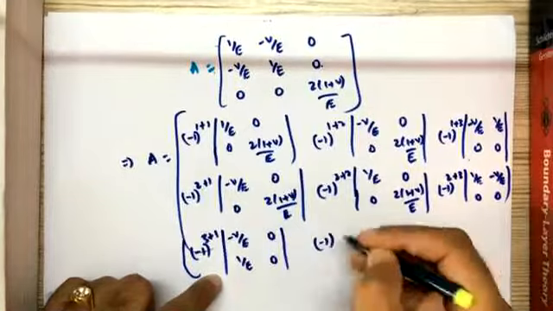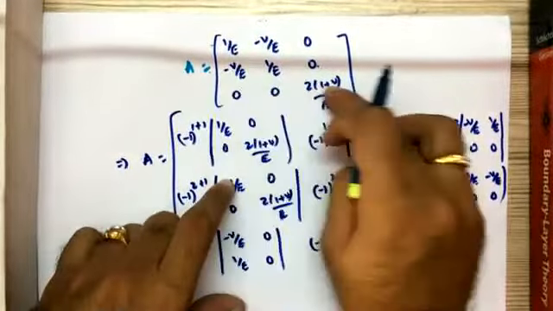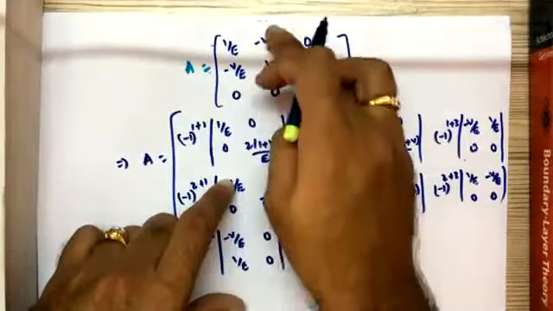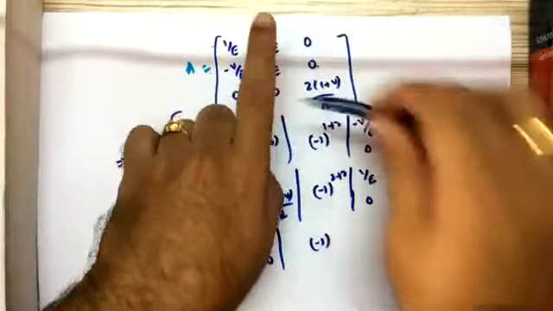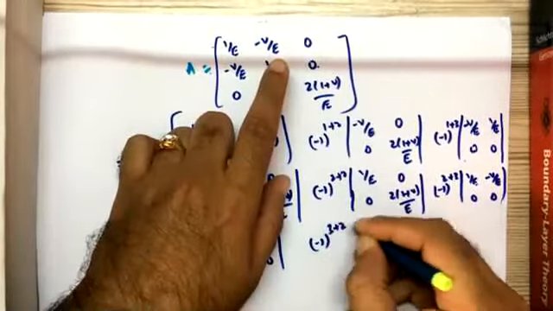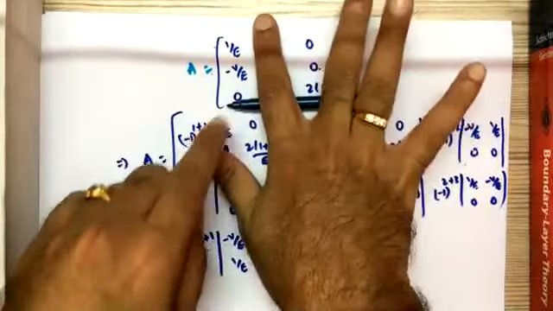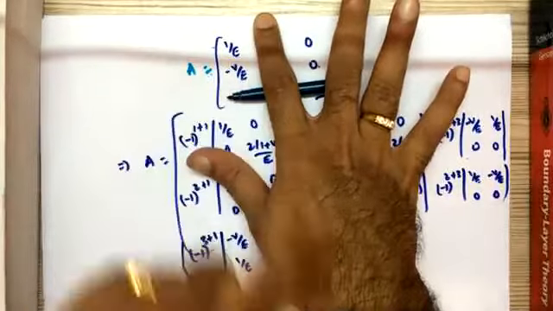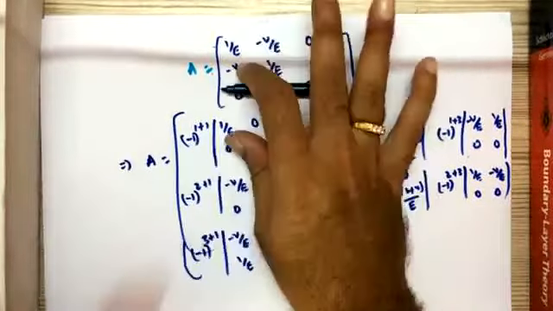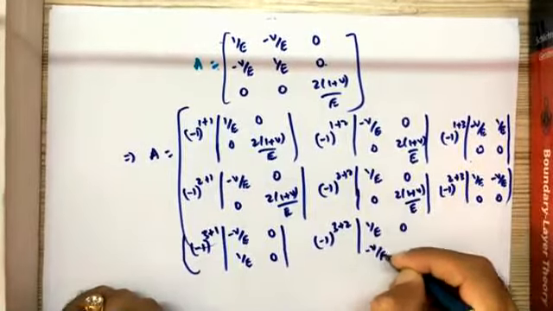Minus 1 whole power, third row, second element, this particular element. Row 3, column 2, so 3 plus 2. You eliminate that particular row and column. What is remaining? 1 by E, 0, minus nu by E, 0.